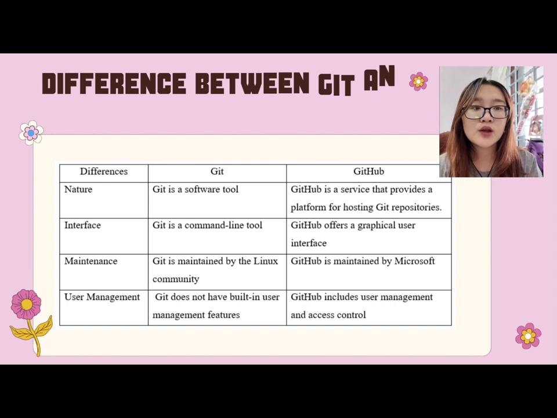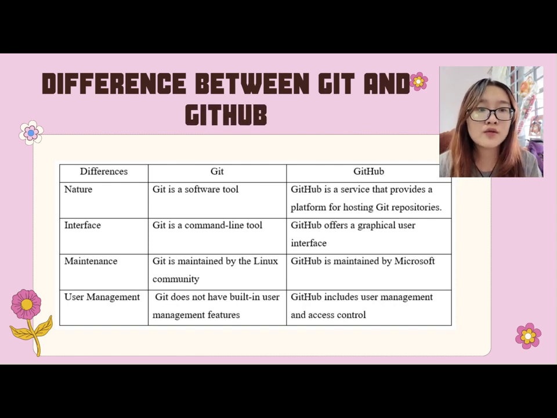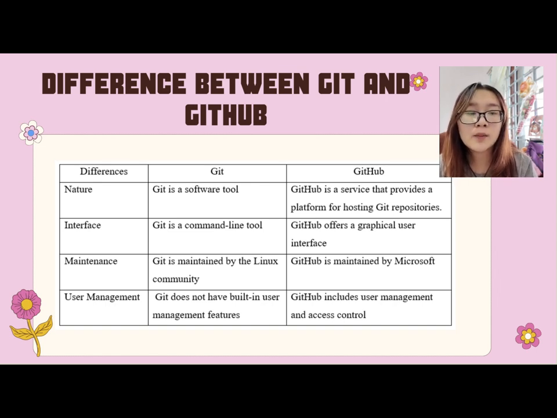And here is the difference between Git and GitHub. For the nature, Git is a software tool and GitHub is a service that provides a platform for hosting Git repositories. For the interface, Git is a command line tool and GitHub offers a graphical user interface. Third, for maintenance, Git is maintained by the Linux community, but GitHub is maintained by Microsoft. Lastly, for user management, Git does not have a built-in user management feature, but GitHub includes user management and access control.